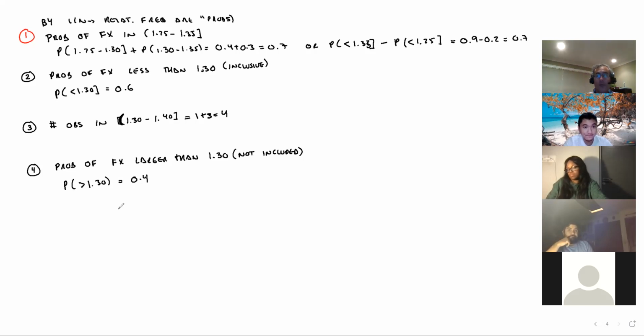Yeah. 0.4. Now, guys, if I call this event A, what I'm talking about is the probability of A. How do I call this event here? Oh, well, one of them should be smaller or equal. Which one is included? This one is included, so this is like that.